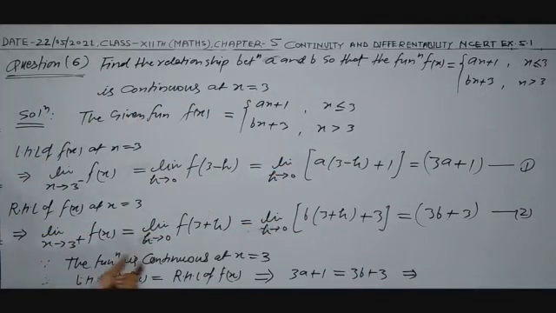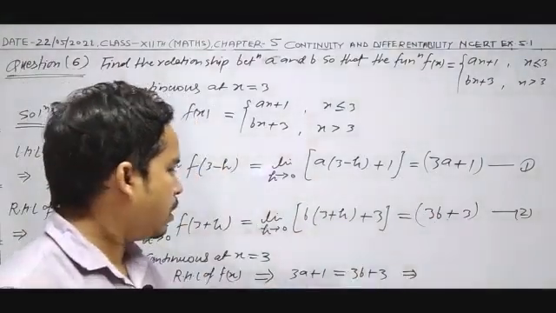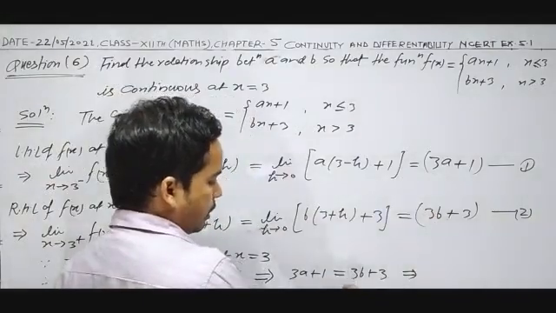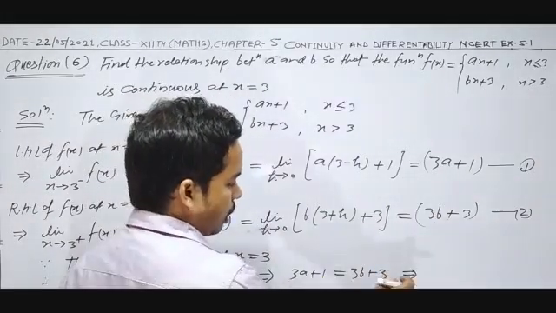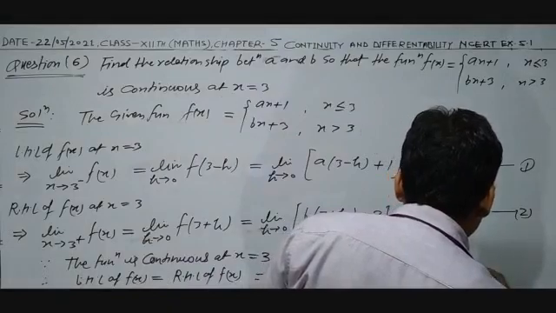The function is continuous at x is equal to 3, so the left hand limit of the function is equal to the right hand limit of the function. The left hand limit is 3a plus 1, the right hand limit is 3b plus 3. After equating, 3a plus 1 is equal to 3b plus 3, and 3a minus 3b is equal to 3 minus 1, that will be 2. It means 3a minus 3b is equal to 2.